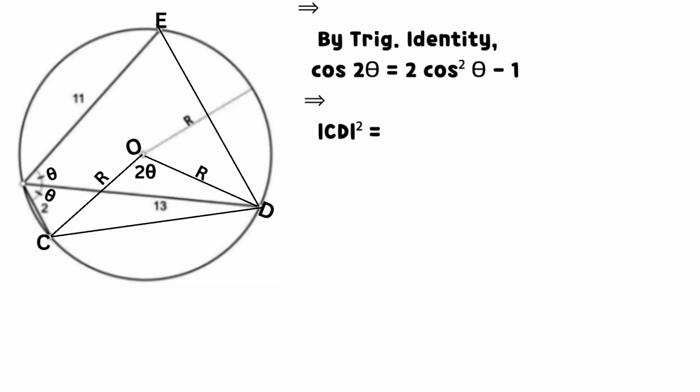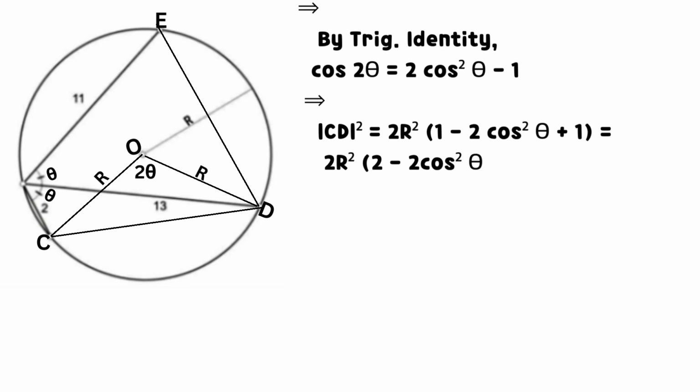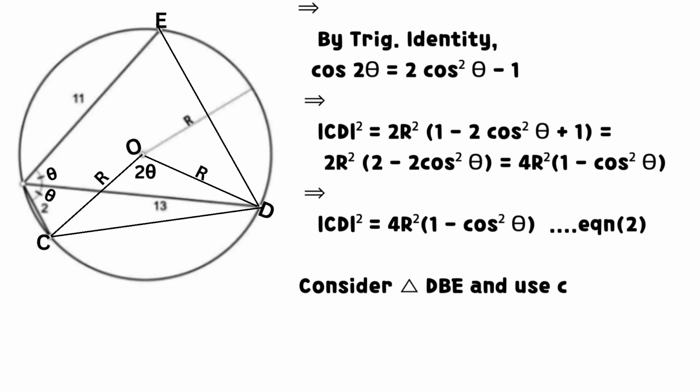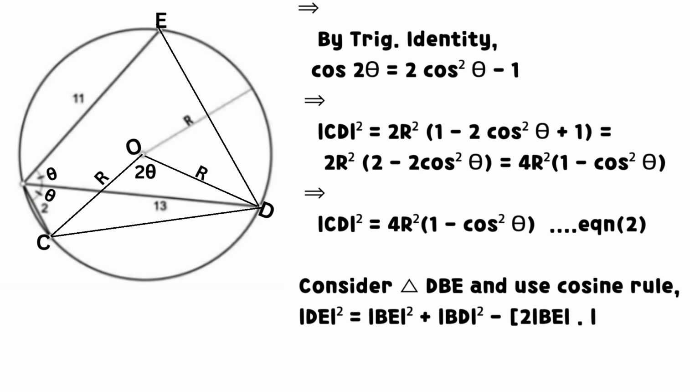By trigonometric identity, cosine 2 times θ equals 2 times the square of cosine θ minus 1. It implies that the square of line CD equals 2 times the product of the square of R and 1 minus 2 times the square of cosine θ plus 1, which equals 4 times the square of R and 1 minus the square of cosine θ. We call it equation 2.